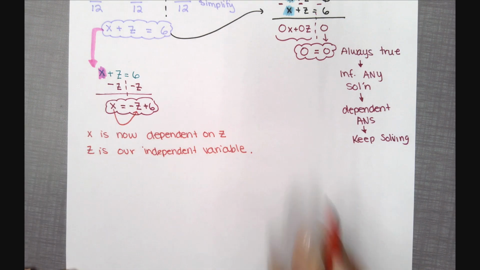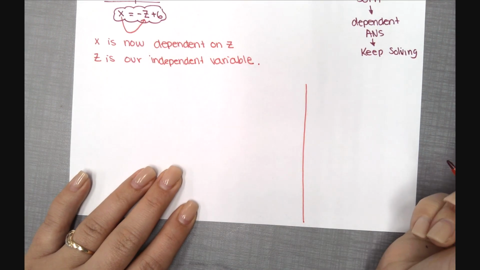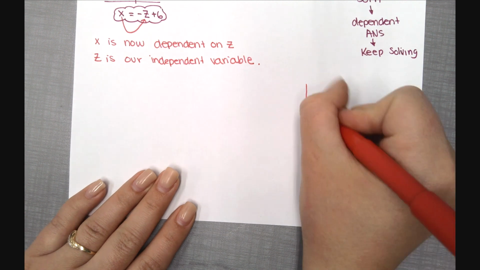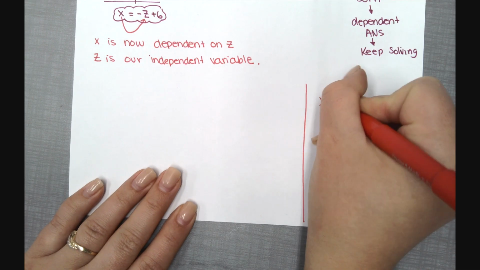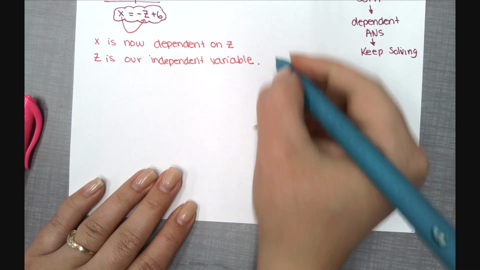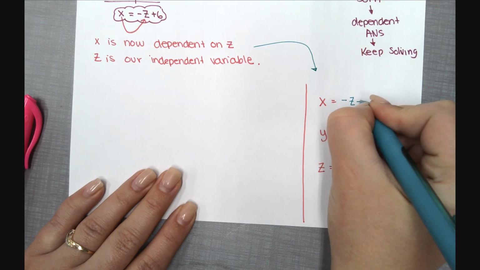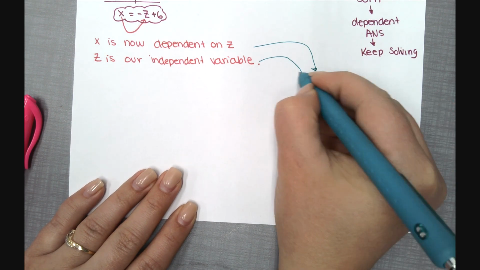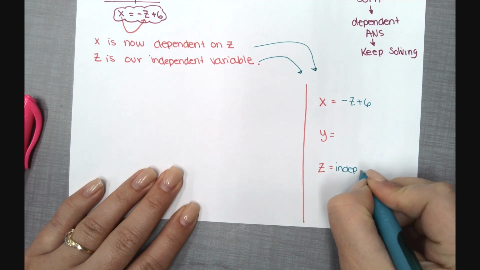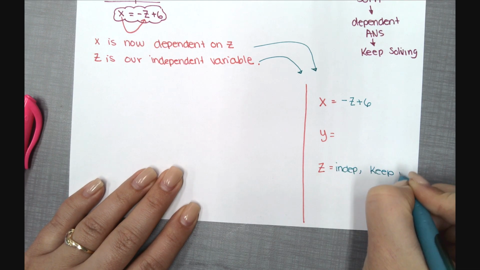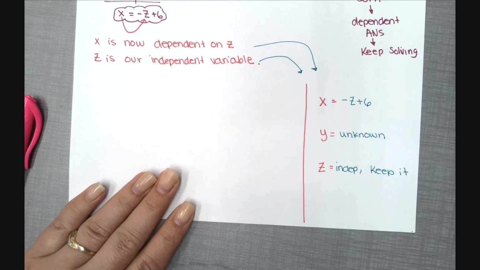Okay, what does that mean? That means I'm going to draw a line here, and I'm going to focus on the three variables that I need to solve for. I need to solve for x, I need to solve for y, I need to solve for z. What do we know about these variables? We know that x is negative z plus 6. We know that z is our independent, which means I'm going to keep it. And y is unknown, so I need to solve for y.